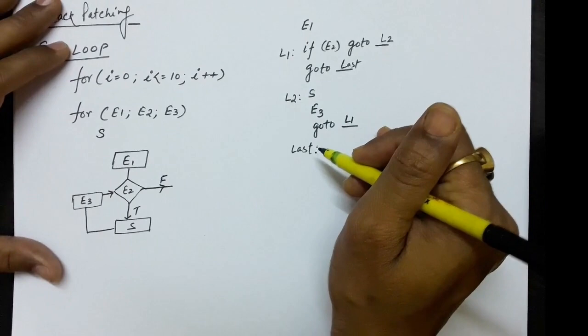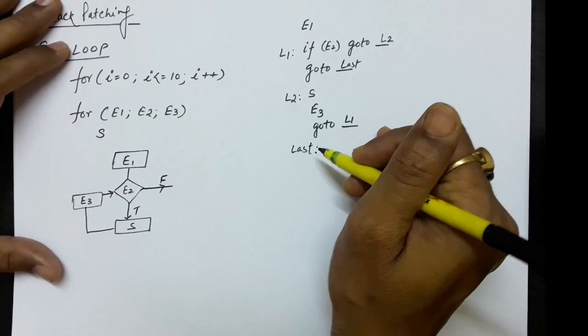Fine. And if neither case is 1 nor case is 2, we have to do this A equals to B divided by C and then break. So again, this can be written in the three address code. A equals to B divided by C in three steps. So T3 equals to B divided by C. And after this, A equals to T3. Having executed these two statements, we will have to go to the last. So let's say go to last. This is the unconditional jump.